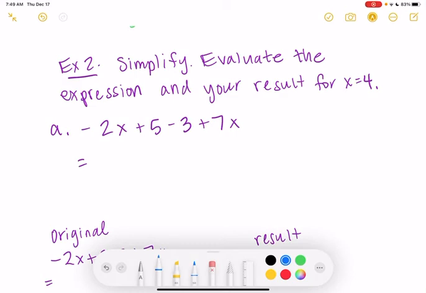Okay, so when we simplify, I'm seeing some x's here. So a negative 2x with a positive 7x, I have 5x. I have a positive 5 with a negative 3. So if I combine those terms, I have a plus 2.